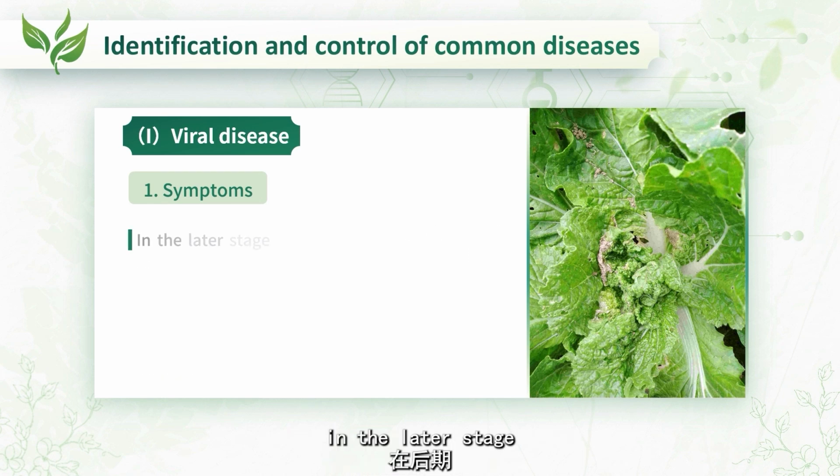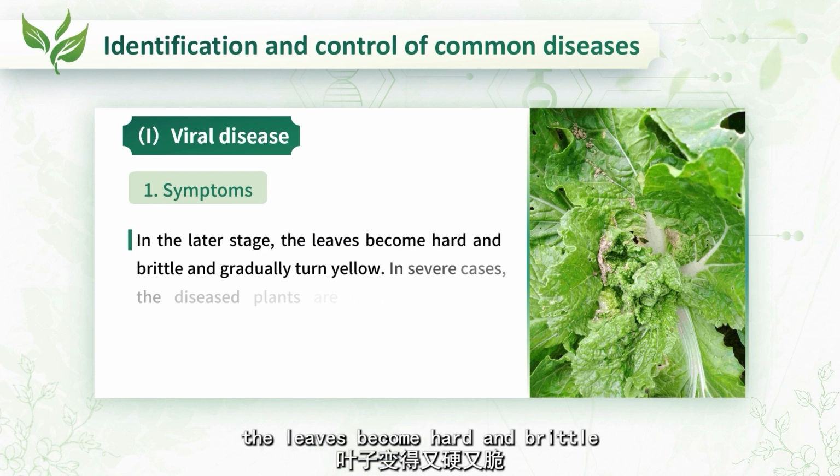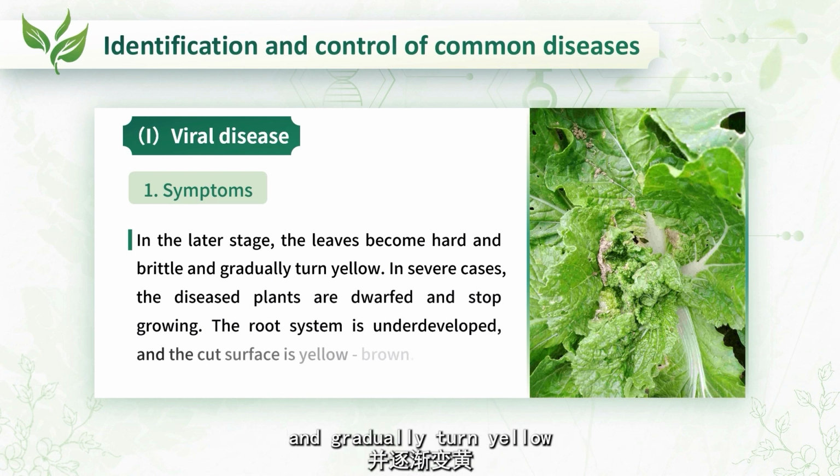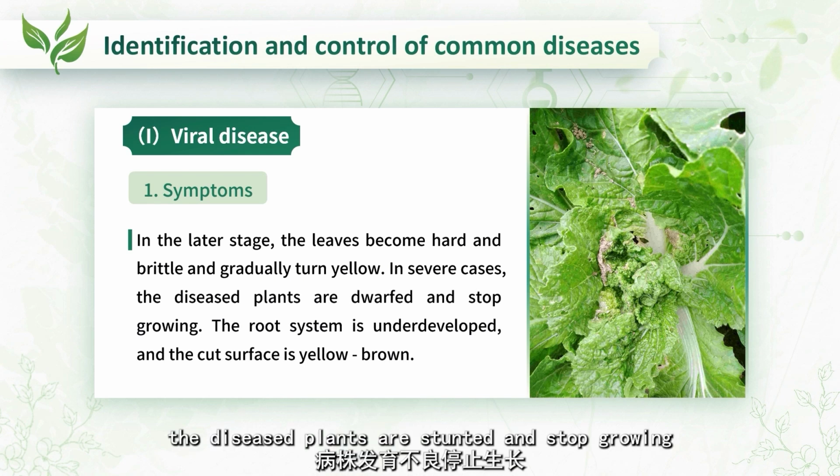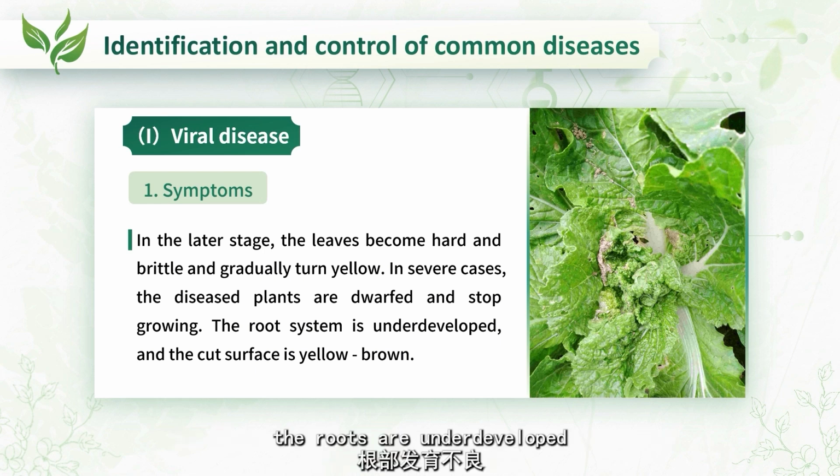In the later stage, the leaves become hard and brittle and gradually turn yellow. In severe cases, the diseased plants are stunted and stop growing. The roots are underdeveloped, and the cut surface is yellow-brown.